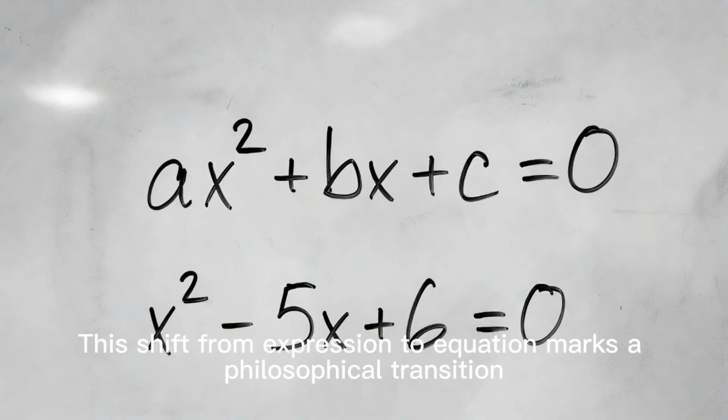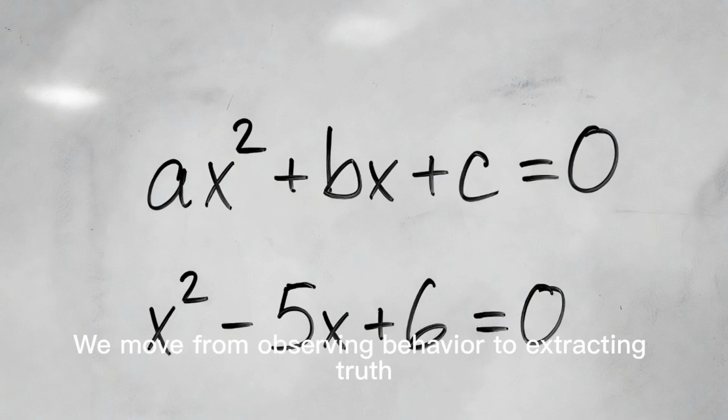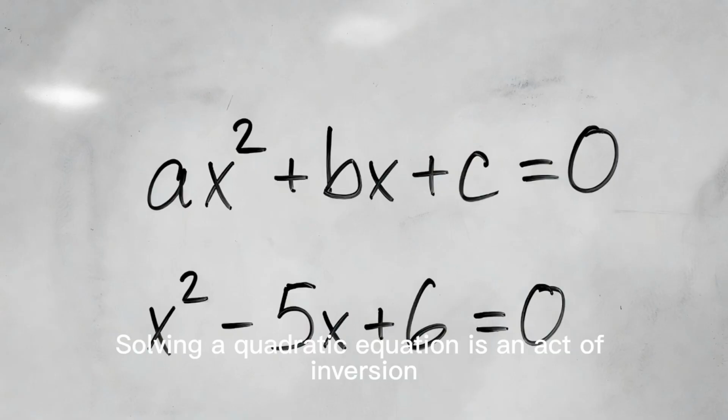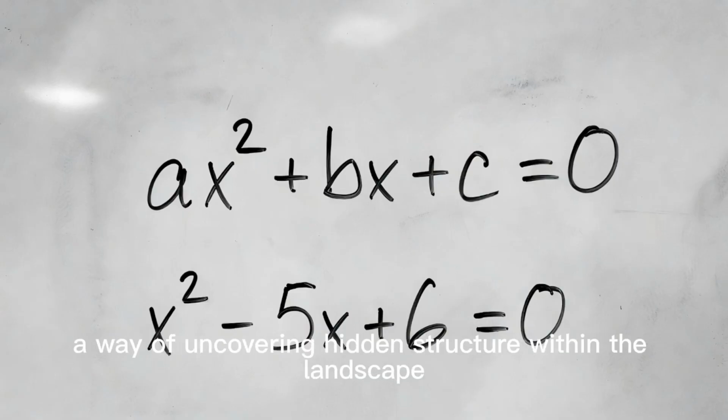This shift from expression to equation marks a philosophical transition. We move from observing behavior to extracting truth. Solving a quadratic equation is an act of inversion, a way of uncovering hidden structure within the landscape.